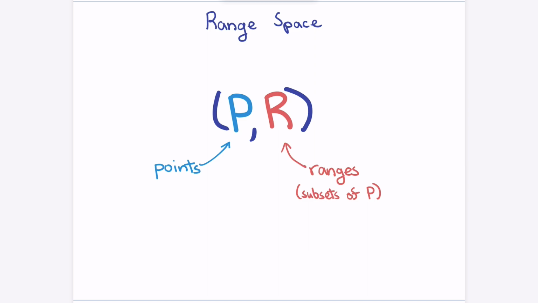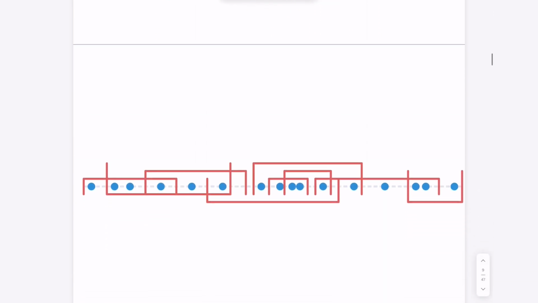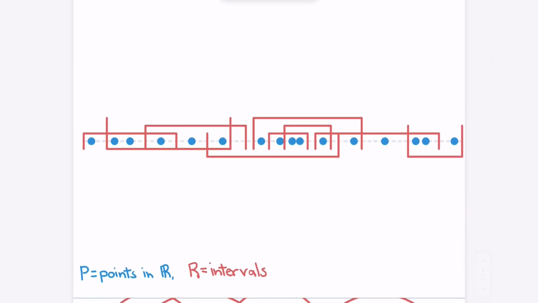So that's just some terminology, some examples, right? P could be a set of points on the line, and R could be intervals. So you see some points on a line, and each of these red things is some interval around some subset of points. And we really care about which points are in the interval. So if two intervals have slightly different endpoints, but they contain the same set of points, they're basically going to be equivalent as far as we care. So it's really the subsets induced by intervals.